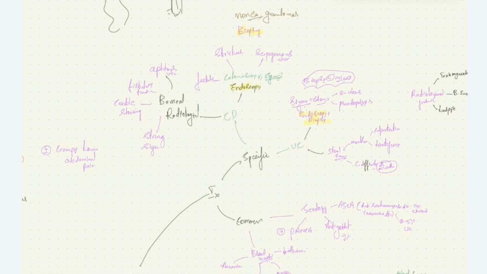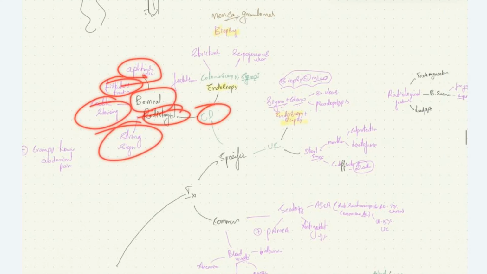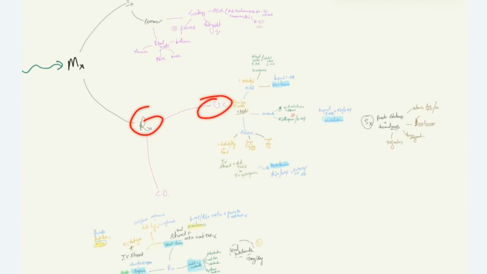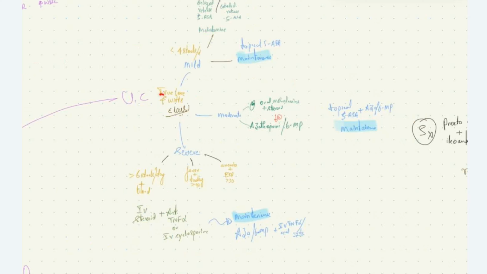In Crohn's disease, we can see serpiginous ulcers, strictures, and fistula. On biopsy, we see non-caseating granuloma. On radiological examination in Crohn's disease, we see on barium meal aphthous ulcer, fistula tract, cobblestoning, and string sign of Kantor. The treatment we saw in ulcerative colitis: we classify by the Truelove and Witts classification into mild, moderate, and severe disease.